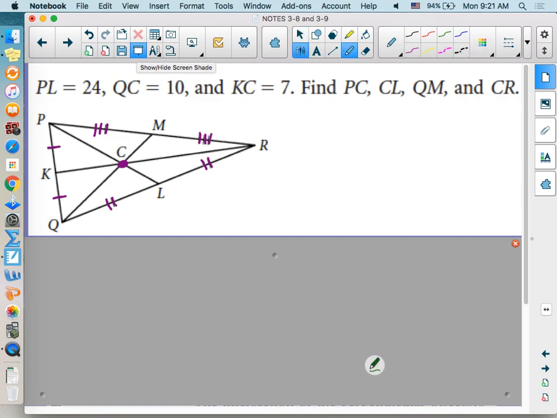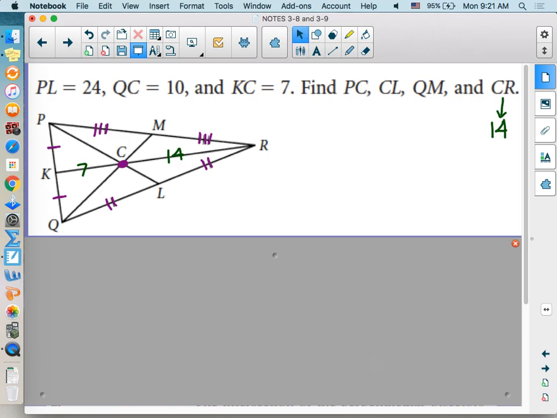So as they tell me information about this, they'd like me to find individual values. So let's just start with the simplest. They told me that KC is 7. And KC is the part from midpoint to centroid, so that's the one part piece of this. So C to R will be 2 of those 7 pieces long, or 14. So when they ask us for the length of CR, that's the twice as long part, so it'll be 14 units long.